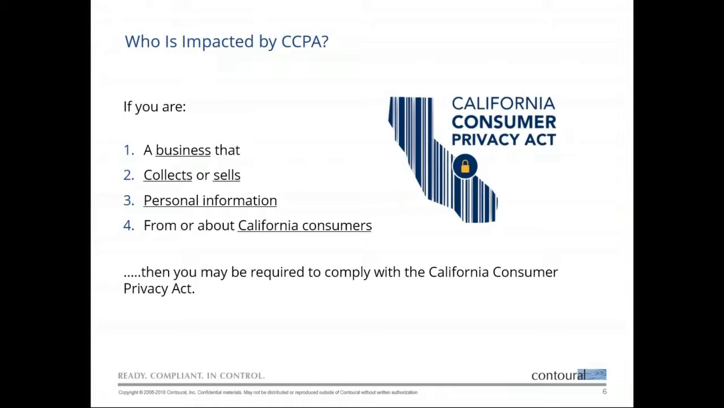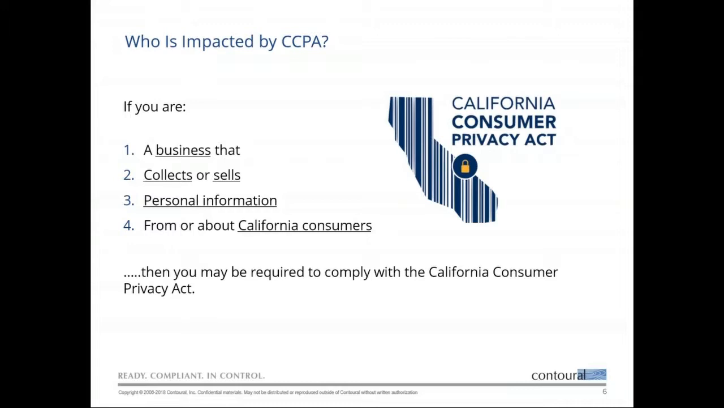Collecting or selling can mean a lot of different things. You can buy, you can rent, you can gather it, you can even receive personal information, and that counts as collecting. Selling, the definition is likewise broad. You can just make it available, and it comes under the definition of selling in the Consumer Privacy Act. So if you deal with personal information at all and you are a business, you may be covered. We'll talk a little bit more about the definition of personal information under the Act, but it is in general information that identifies, relates to, describes, is capable of being associated with, or could reasonably be linked with a particular consumer or a household. We'll talk about that a little bit more later.